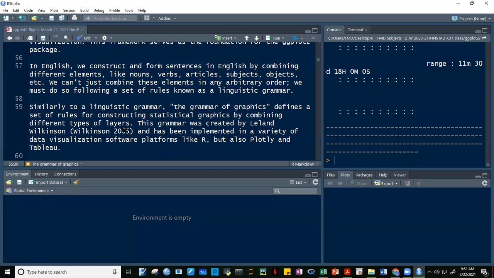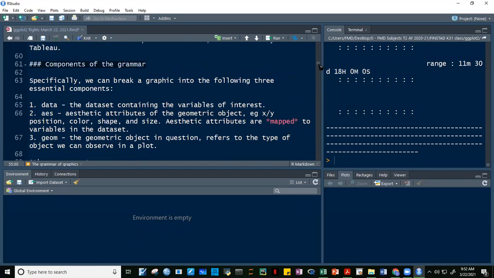So ang GG, guys, ang grammar of graphics, it's like layering different parts of your plot. Okay, this grammar was developed by Wilkinson, okay, in 2005, and has been implemented in various software platforms like R and also Tableau. So grammar of graphics, guys, and that's the basis of our package ggplot2.